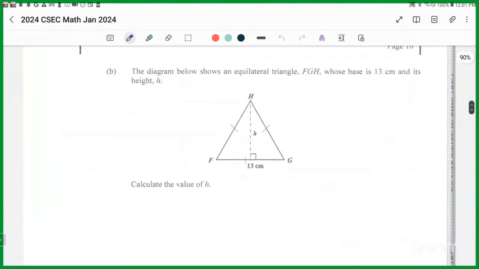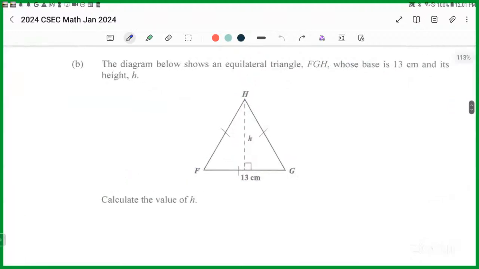Let me see. So calculate the H. Let me see what it says. The diagram below shows an equilateral triangle. So if it's an equilateral triangle, it means that all three sides are equal. All right, and the base is 13 centimeters, and the height is H. And I want us to calculate the height H. Yeah, we can do this one.